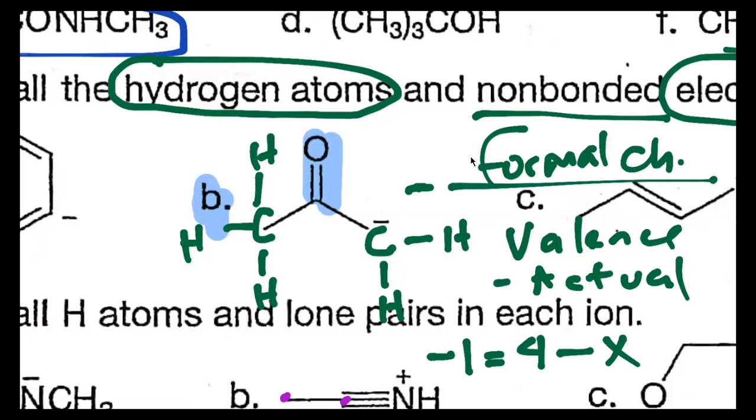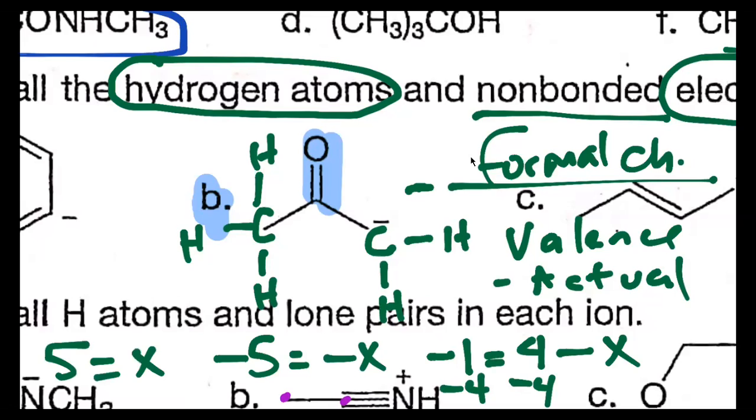I'm doing this in this way, but there's a shortcut too, but I'm going to do it this way first. So -1 equals 4 minus x. How do we solve for x? Subtract 4 from each side. So this is -4 here, and -4 here. What do I get? -5 equals -x. Or 5 equals x.